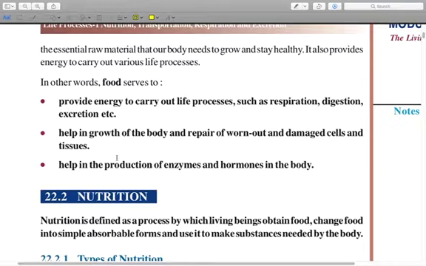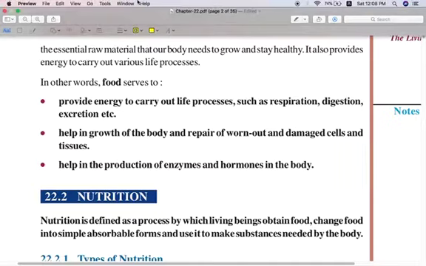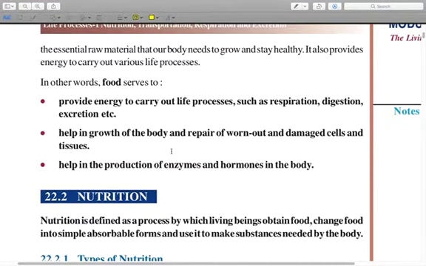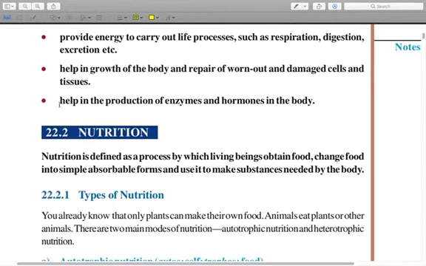Okay, we saw in the last lesson that our body, our cells, they wear out. Okay, they become old, and some cells, they become damaged. So we have to replace them. So they need nutrition. That's why we have to take food. And also tissues, that tissues are basically formed from cells.